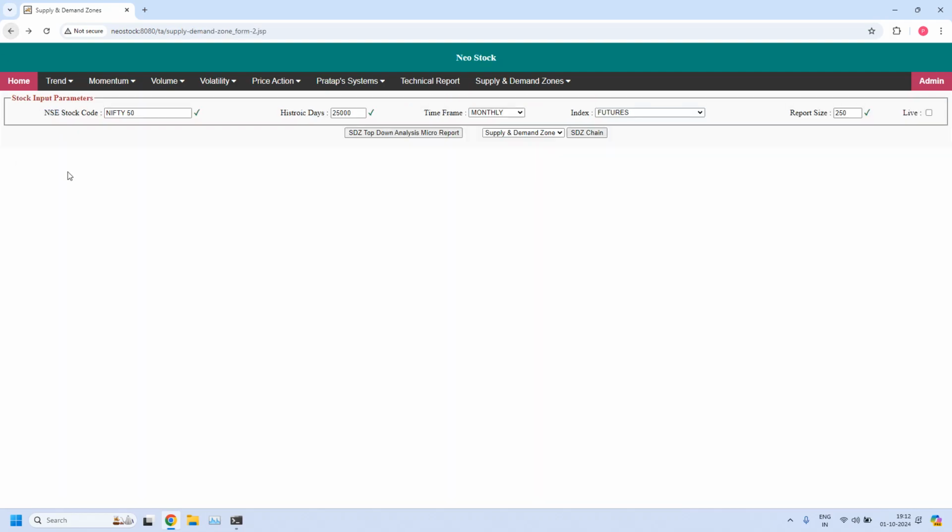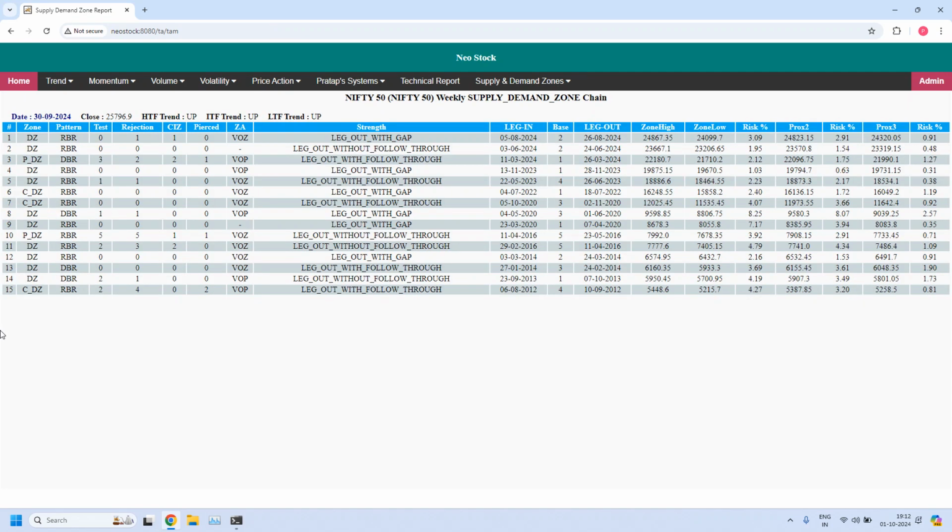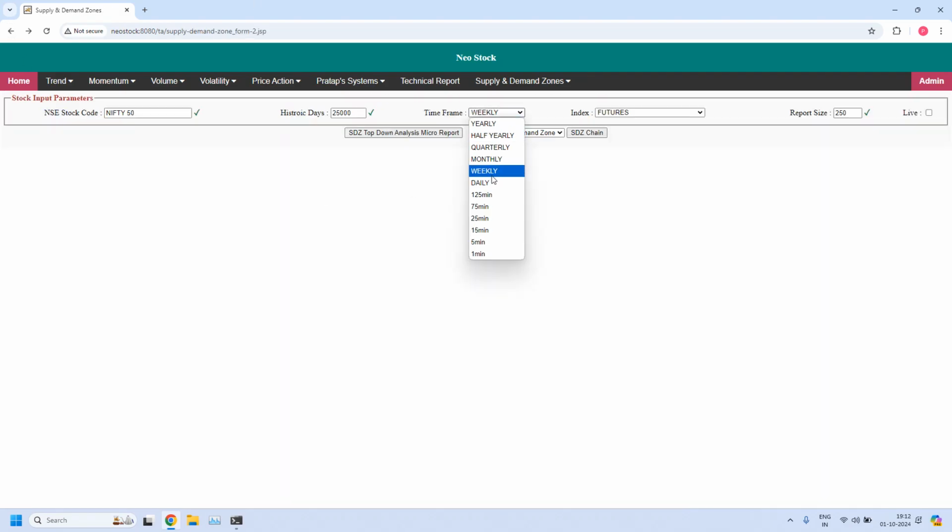Okay, next time frame, I am changing the time frame to weekly and generating the weekly supply demand zone chain for NIFTY. You need to pause the video and study. After that you have to proceed further. Okay, the next time frame is daily, generating the daily supply demand zone chain for NIFTY.